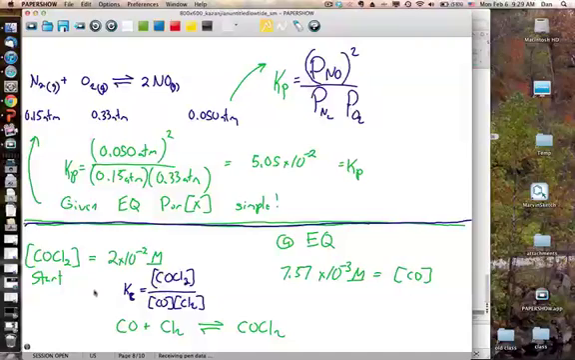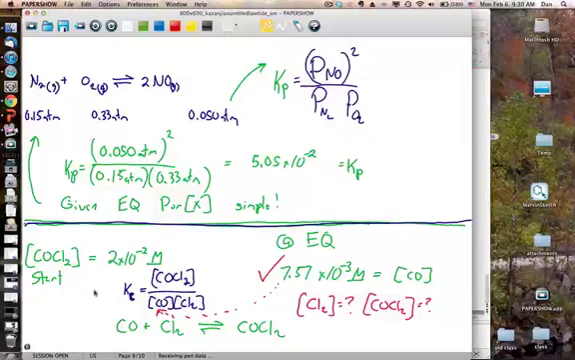Unfortunately, we're missing a bunch of information. We're told the CO concentration at equilibrium, so that's good. We can use that to plug in there. But what about the Cl2? What about the COCl2? I mean, we're told something about the phosgene. We're told that at the start it's 2 times 10 to the minus 2 molar. But we don't know what it is at equilibrium. We only care about equilibrium concentrations. So how do we find it out?